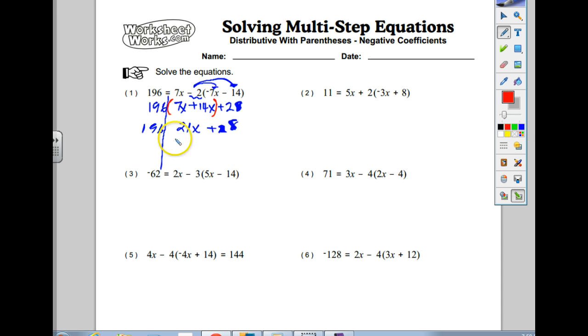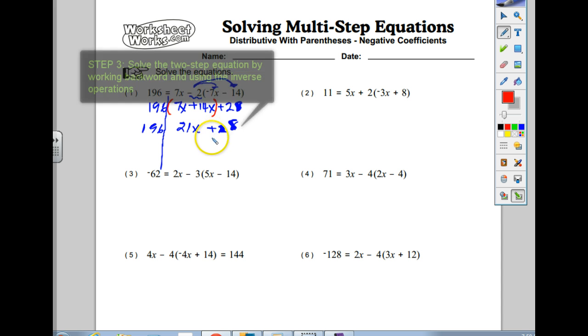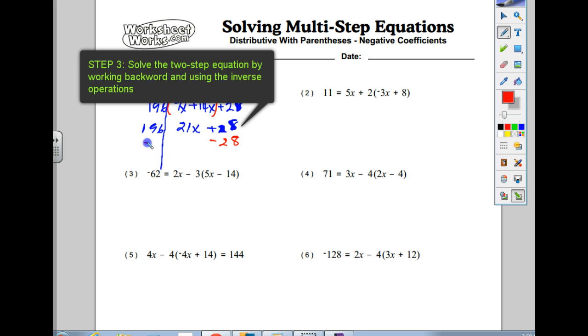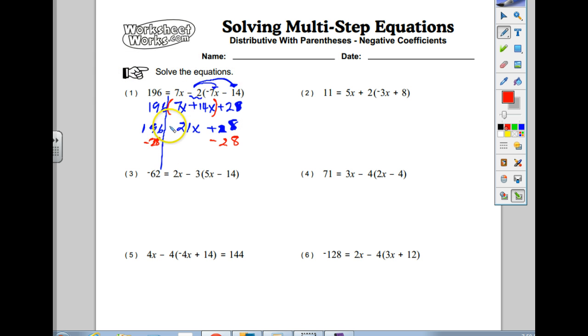Now remember, whatever is attached to the variable, we want to save that for last. Let's go ahead and get rid of this positive 28. Since it is positive, we want to do the inverse, and the inverse will be negative 28. So we want to make sure we do that on both sides of the equation. That's why I want you guys to put a line, those of you still struggling with where to do what.